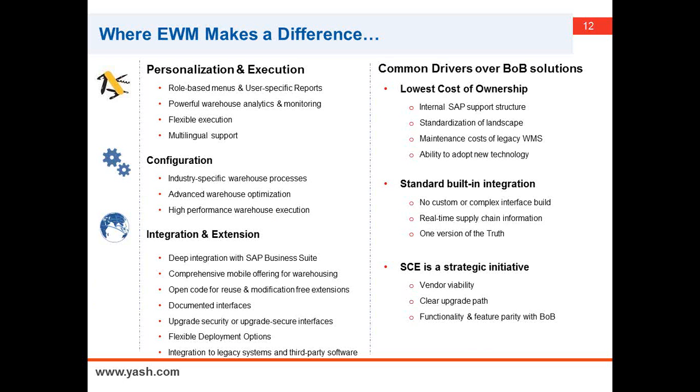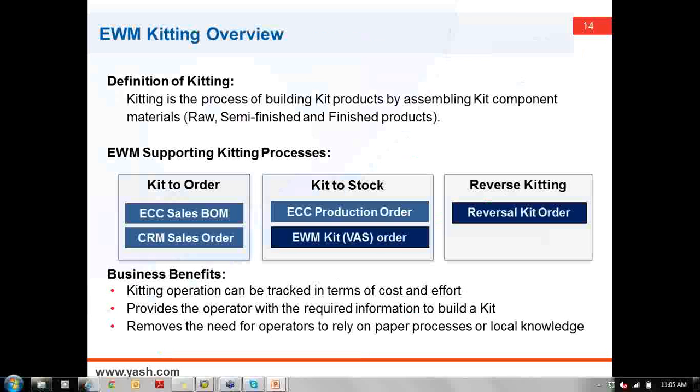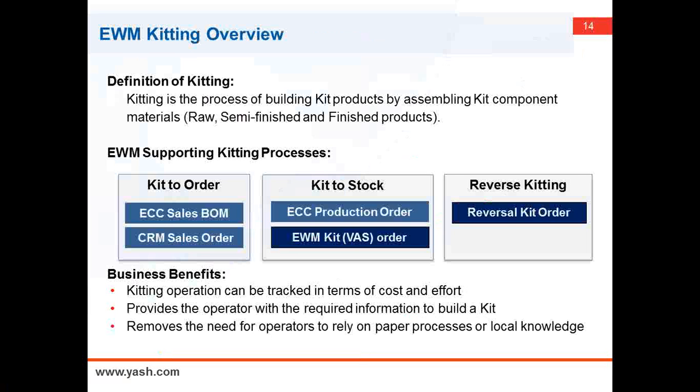So let's talk about kitting specifically, and I have a couple of slides here that deal with the kitting process as an overview. And what we're going to show today is 3 flavors of kitting: kit to order, kit to stock, and reverse kitting. So, what's the reason here? Why is kitting such a big deal?